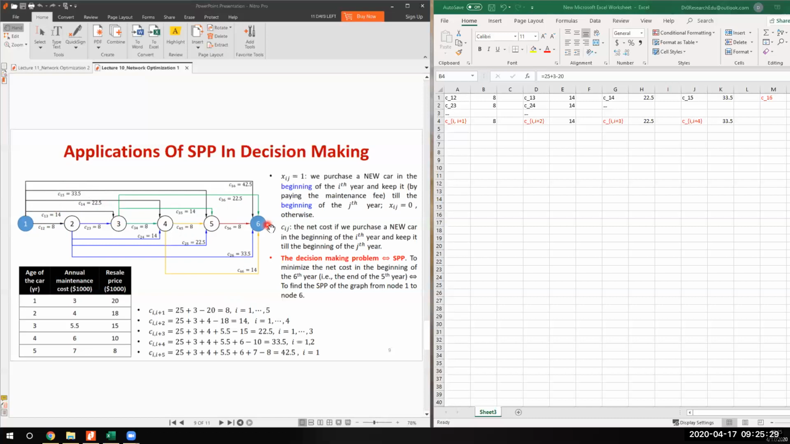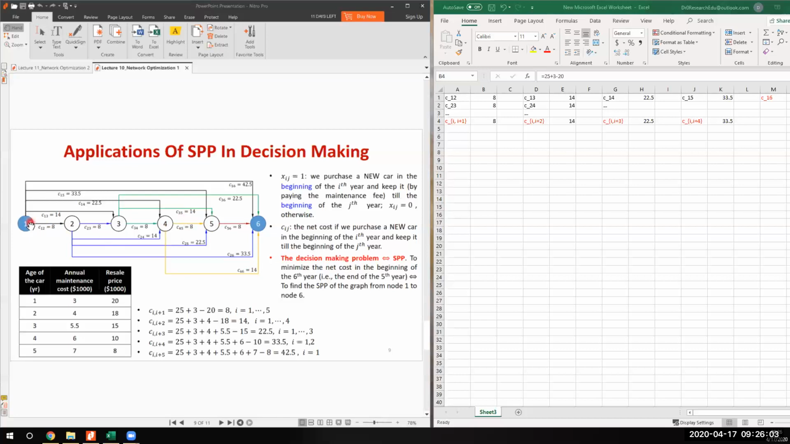Let me think about that. If that is the case, let's see. Wait. Is it possible you go this way? From 1 directly to 4 cost you 22.5, and then from 4 to 6 cost you 14. So in this case, your total cost is 36.5. If you use the first strategy, it's 14 plus 14 plus 8, which is 36. It's still better. In this way, you cost only 36.